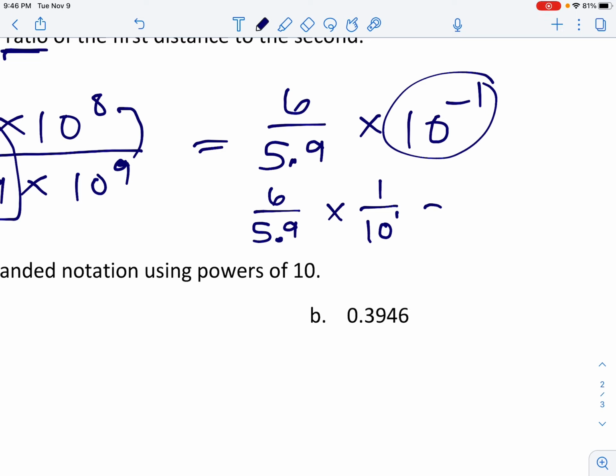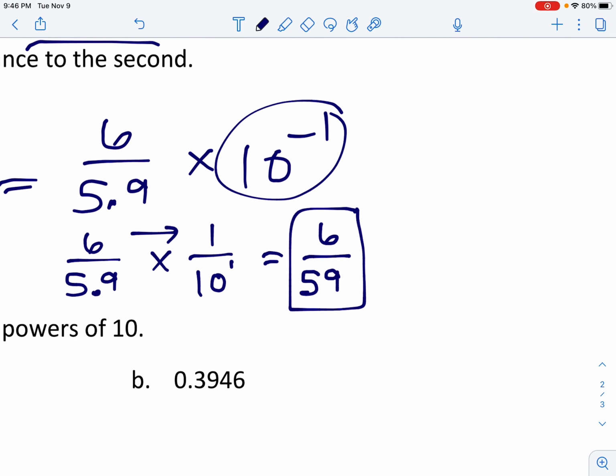And then we can multiply this out. So 6 times 1 is 6 over 5.9 times 10 is going to give you 59. So 6 over 59 is the ratio. Because we're looking for numbers, we're not looking for scientific notation anymore. So in order to do that, we have to get rid of all of that.